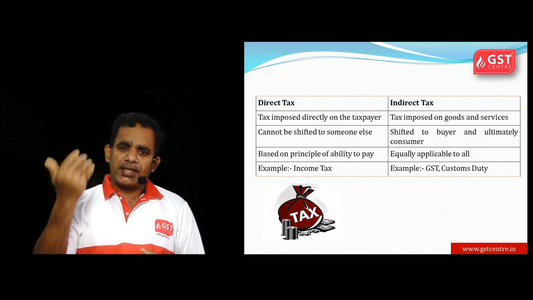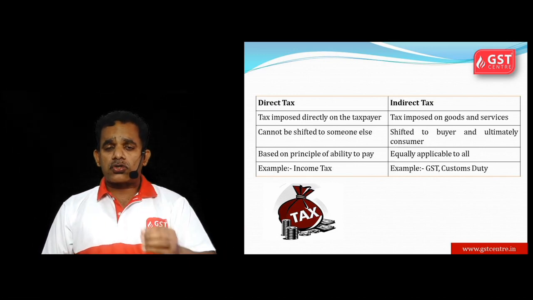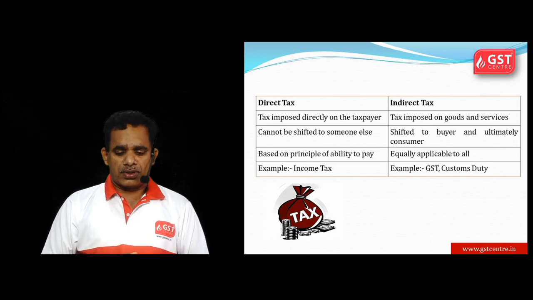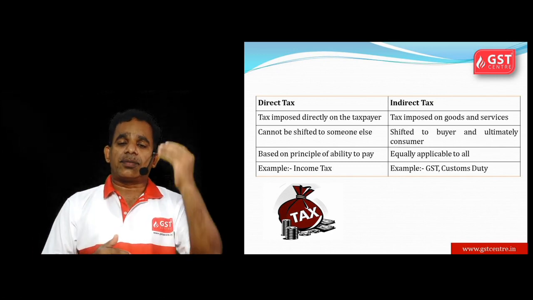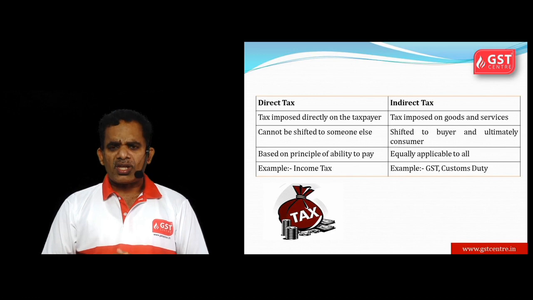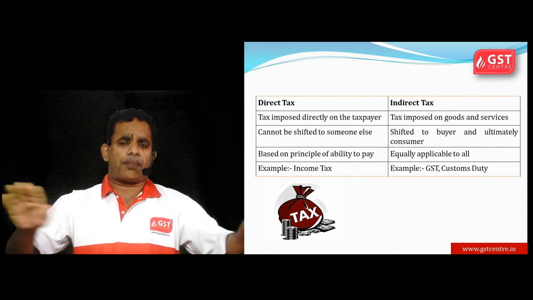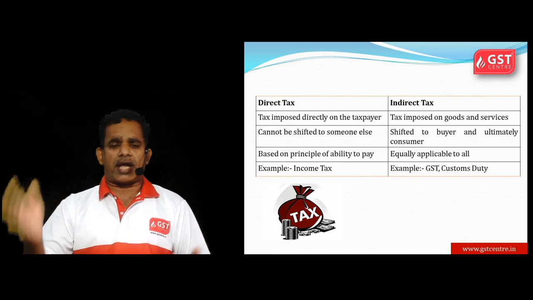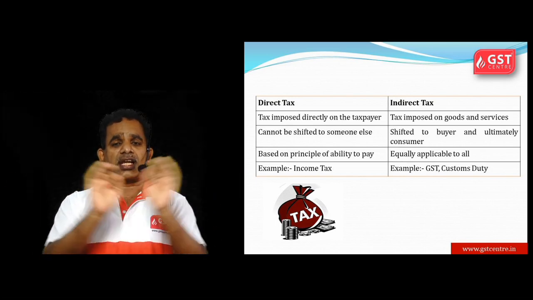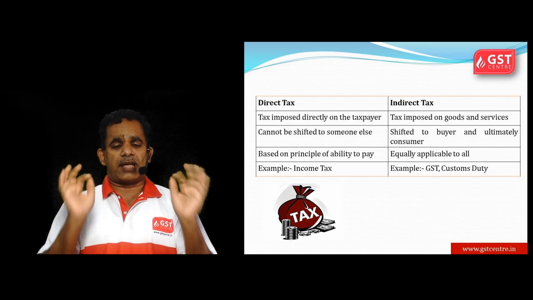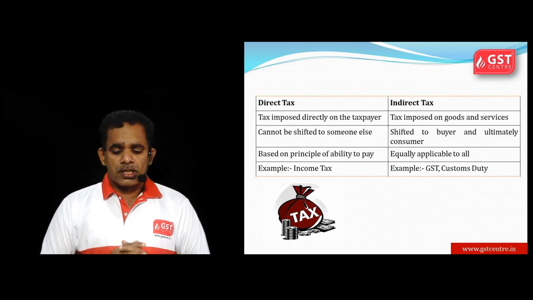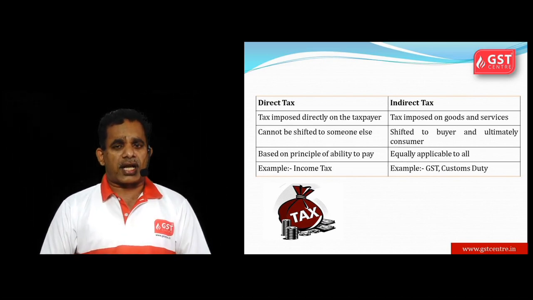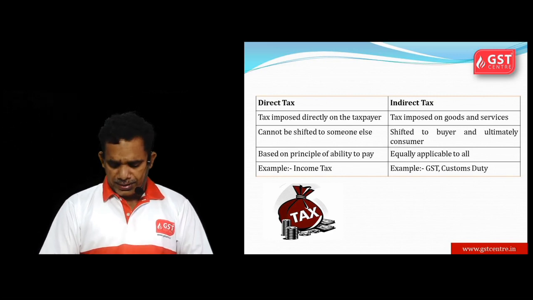On the other hand, indirect tax means it is imposed on goods and services. It is shifted to the buyer and ultimately to the consumer. And this tax is equally applicable to all. It doesn't matter whether one person is a rich person or another is a poor person, the GST rate will be the same for the same goods or same services. So GST and customs duty, all these are examples of indirect taxes.